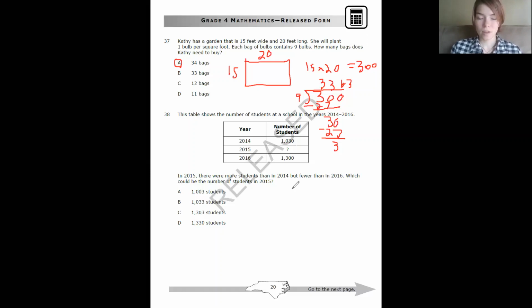Okay, this table shows the number of students at a school in the years 2014 through 2016. In 2015, there are more students than in 2014, but fewer than in 2016. What could be the number of students in 2015? So in 2014, there were 1,030 students based on this chart. In 2016, there were 1,300.